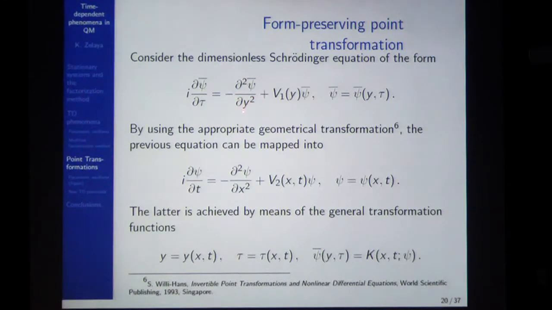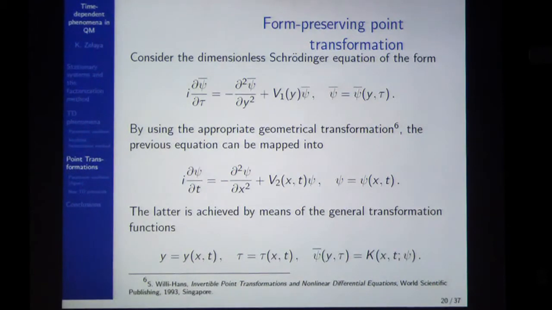In this case, y is the spatial coordinate for the initial system, tau is the time, and psi bar are the solutions of the Schrödinger equation. So I will consider another partial differential equation like this, where x is the position for this new model, t is the time for the new model, and b is the new potential which I have to compute. And psi are the solutions of this new Schrödinger equation.